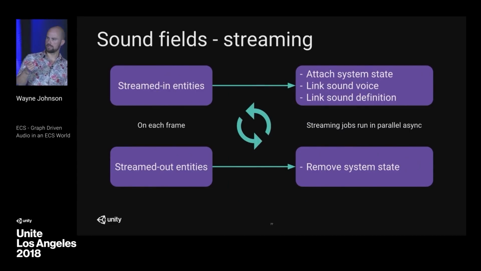One of the things that we also had to deal with, like I was saying before, is that we're streaming in thousands of entities and streaming out thousands of entities every frame. So we needed to handle system state for all of these entities in terms of allocating resources and deallocating resources when we stream out the entity. In terms of how that works, we use system state components, which are a new feature of ECS.